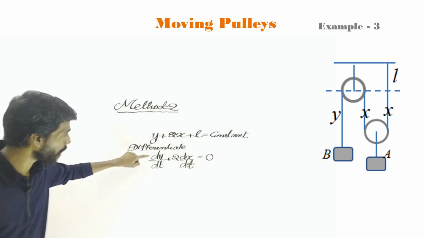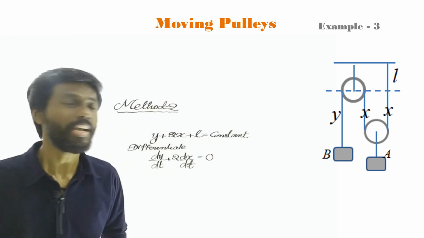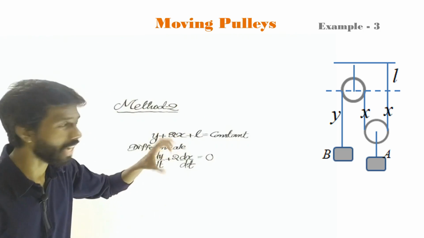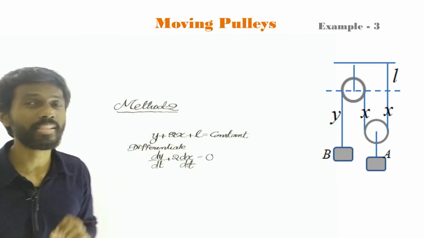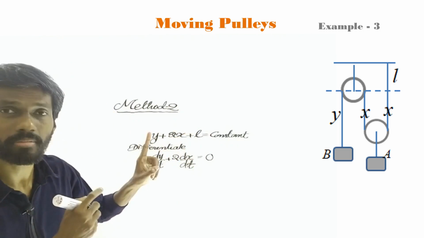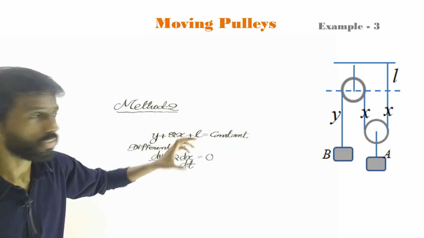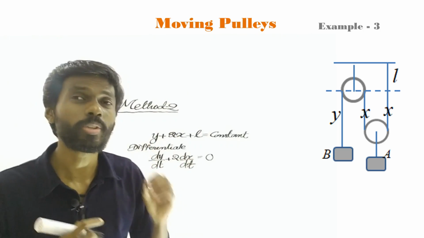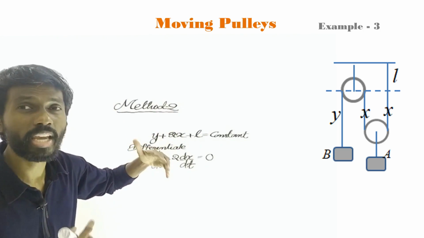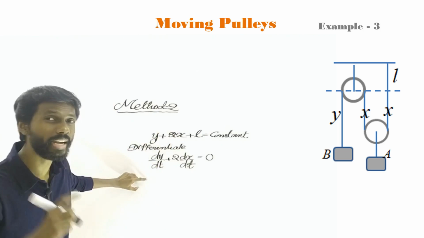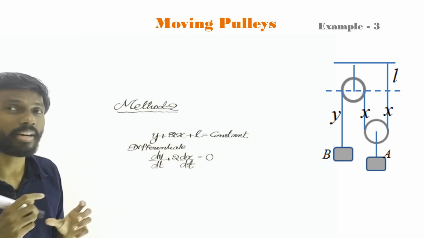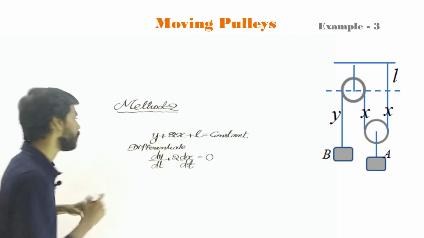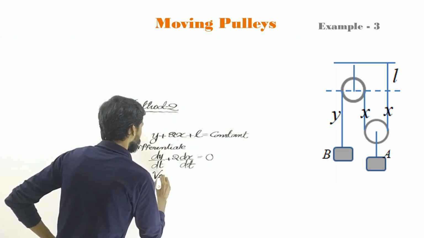Now, what is this dy by dt? As y increases, the block B goes down. That means the rate at which y changes is the velocity of the point B, right? So y is actually the displacement of the block B. So the rate of change of y, that is dy by dt, is the velocity of the block B.